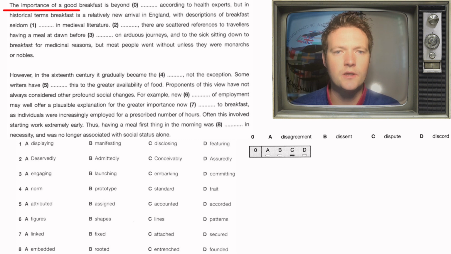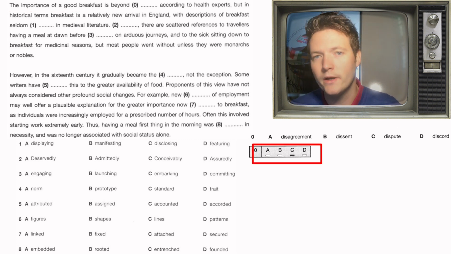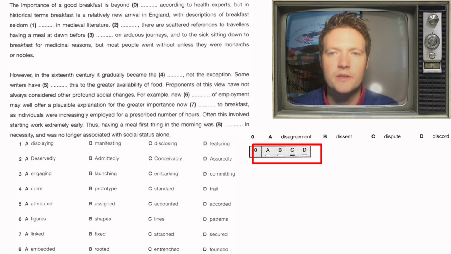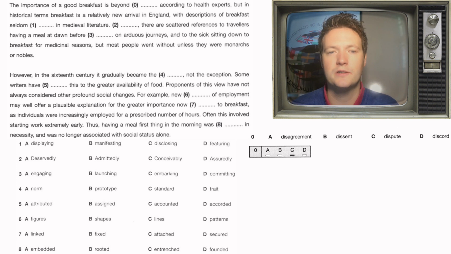The importance of a good breakfast is beyond dispute. Why can't it be beyond disagreement, beyond dissent, and beyond discord? Well, it's beyond dispute according to health experts, just because that's the saying. No, we say that something is beyond dispute. It can no longer be discussed. There's no need for any further dispute or discussion surrounding this topic, according to health experts.